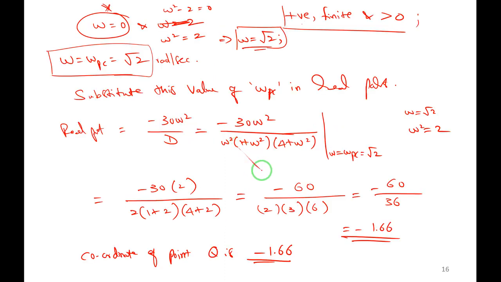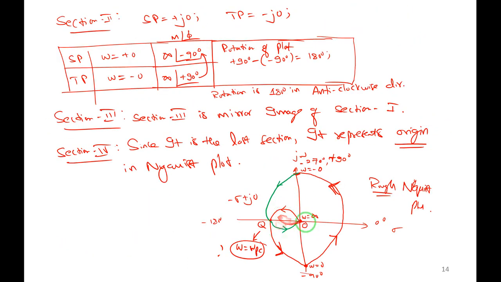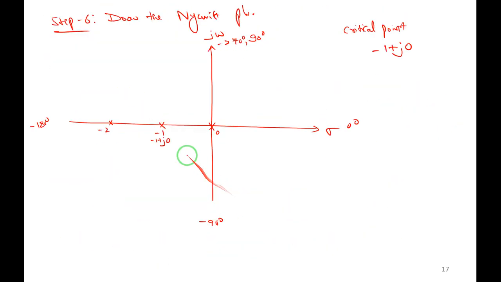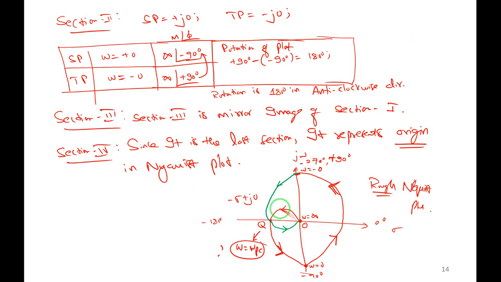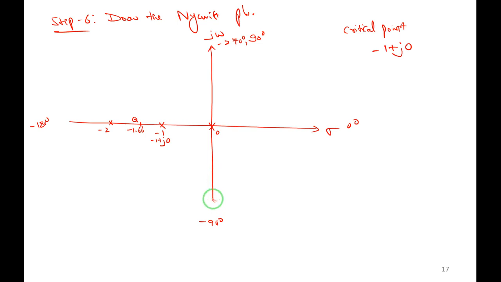Okay, we will draw the polar plot. The rough sketch will help us. It should intersect at point Q. Q is minus 1.66, somewhere it will come here. This is point Q, so it should intersect here at this value. It will come and intersect at point Q and it will go to infinity. So I will choose infinity here.